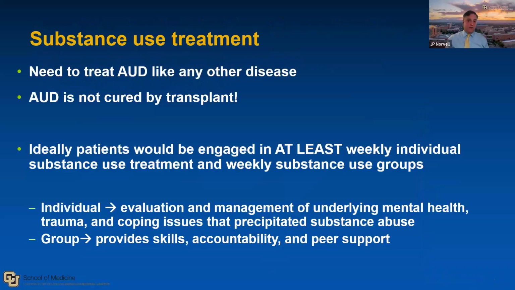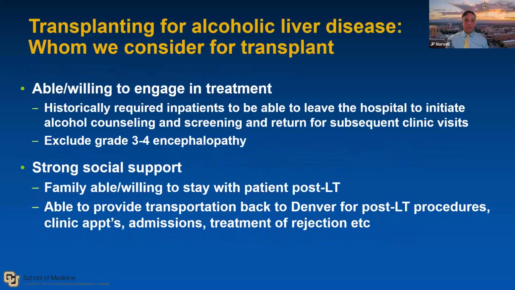But I think really the emphasis, and I mentioned, is the importance of substance use treatment. And again, we need to be treating AUD like any other disease without the stigma. And the way that we treat it is not with transplant, but with therapy. And ideally, our patients would be engaged in at least weekly individual substance use sessions and weekly substance use groups. And this could be on an individual or group therapy that our psychologists and social workers will both make recommendations and consider dual diagnosis if there's other things like depression or other mood disorders that may be implicated in the patient's AUD. So who do we consider after all this for transplant?